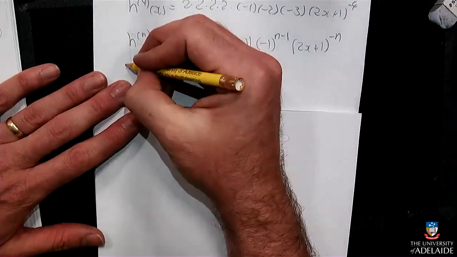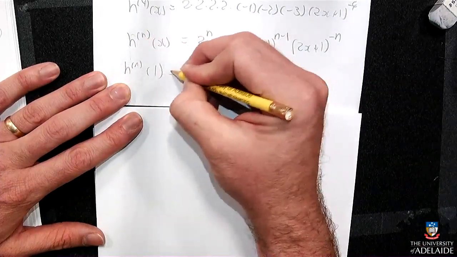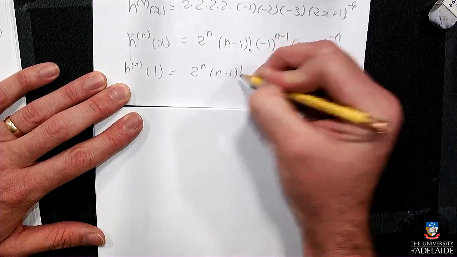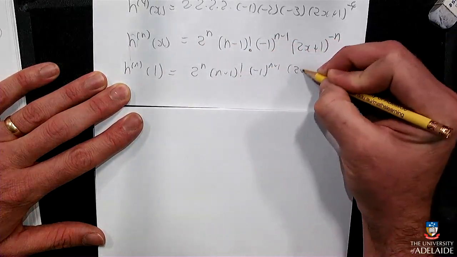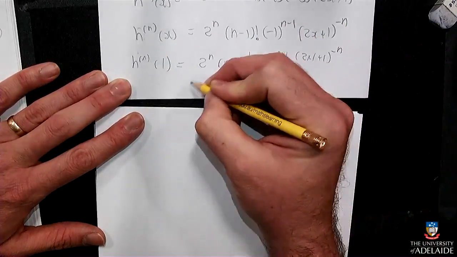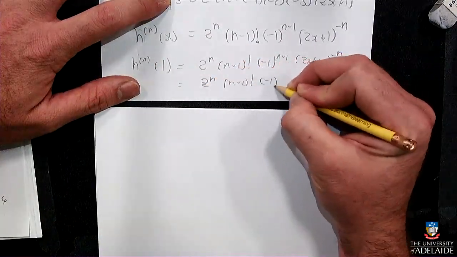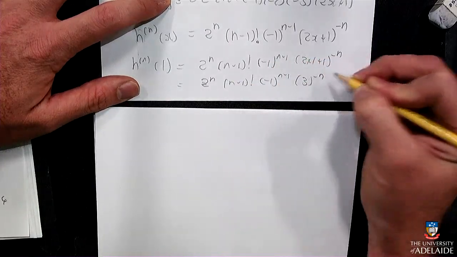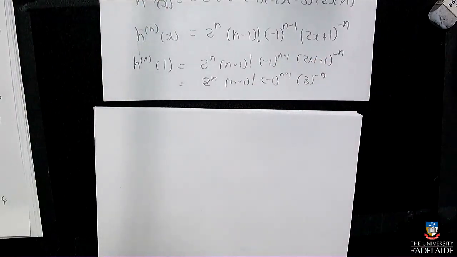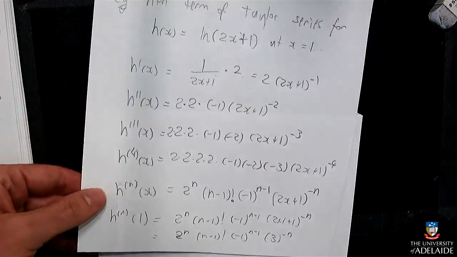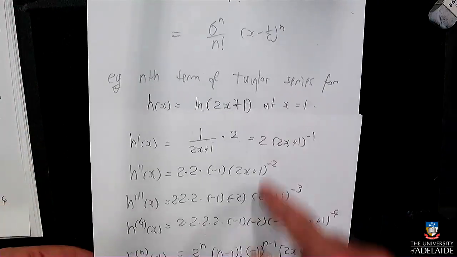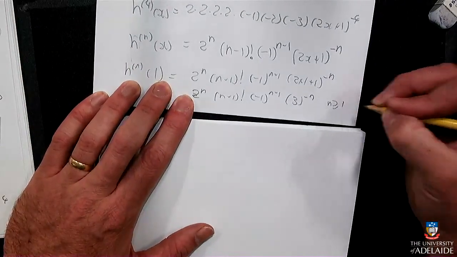So let's see, h^n of 1 is 2 to the n minus 1 factorial, -1 to the n minus 1, 2 times 1 plus 1 to the negative n. So 2 to the n minus 1 factorial, -1 to the n minus 1, 3 to the minus n. Of course, it's going to be quite different for the first one, for n equals 0, before we did the derivative. So we're going to have to treat that one separately because it doesn't fit the pattern that all the other ones fit. So I'm just going to keep that in account. So that's when n is greater than or equal to 1.